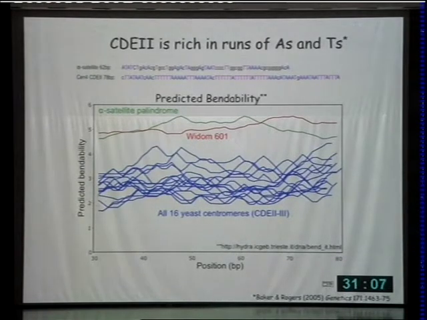So we think that yeast CDE2 has evolved to be so AT-rich with runs of A's and T's essentially to prevent octamers from getting in. And it doesn't really matter that H3 can get in there as well, because the CBF3 protein complex will recruit CSE4 to make sure that you'll always have high CSE4 there.